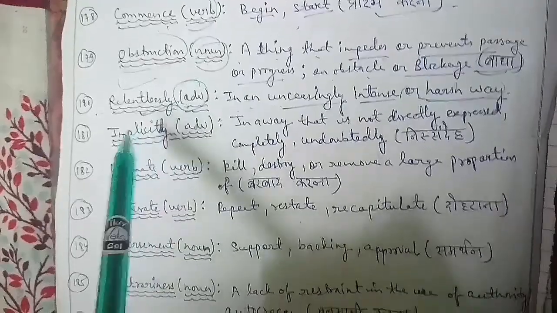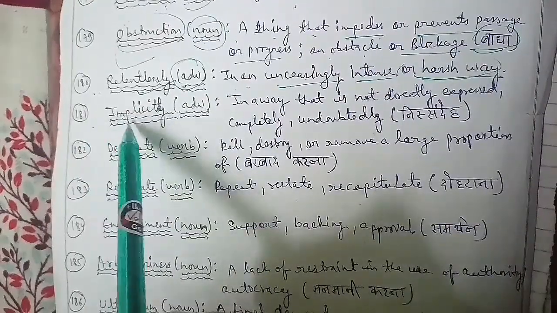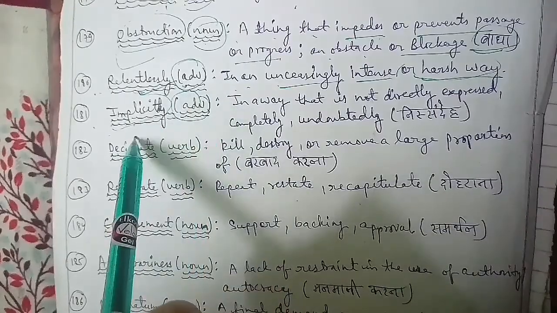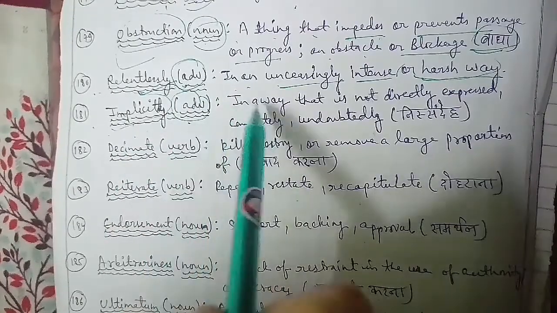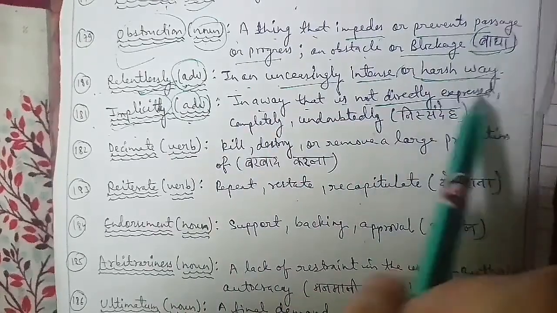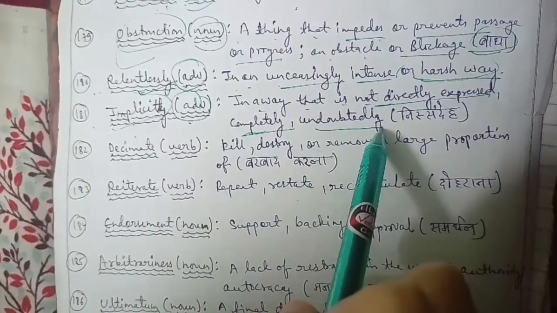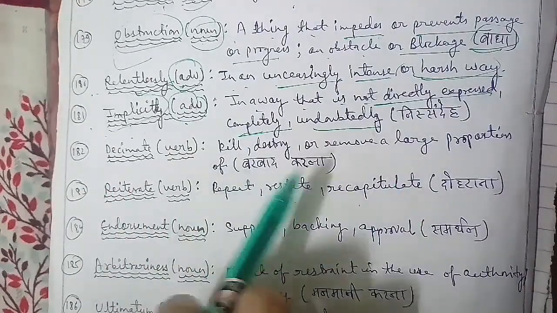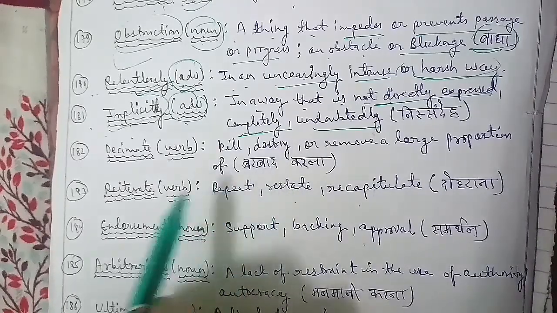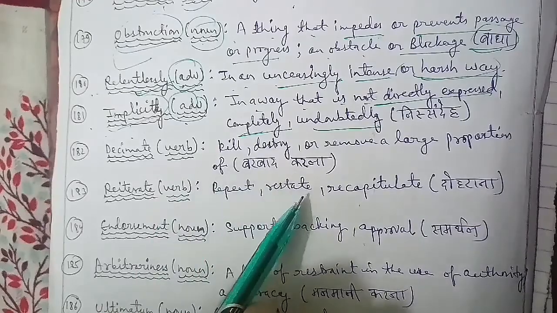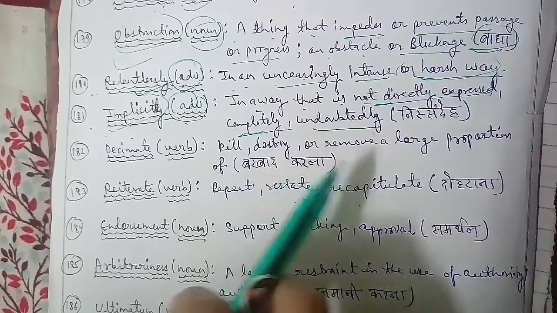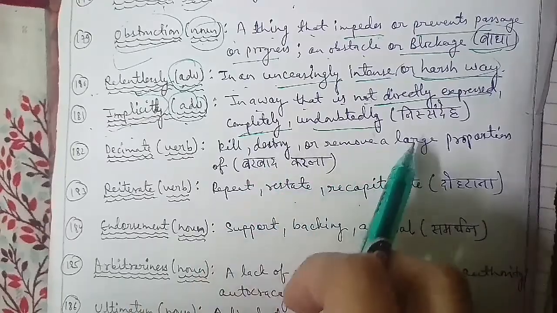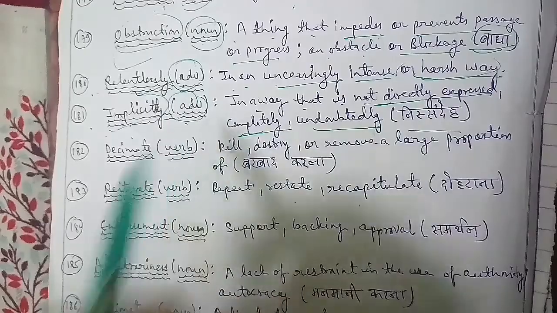Okay, now moving on with the next one that we have here, the 181st word, and the word is implicitly. Implicitly is a word that is used as an adverb, in a way that is not directly expressed completely, or undoubtedly. You are going to express something to someone, but it is not directly explained to the other person. When something is not directly expressed completely or undoubtedly, जिसे हम कहते हैं निसंदेह होना, then you can use the word implicitly.